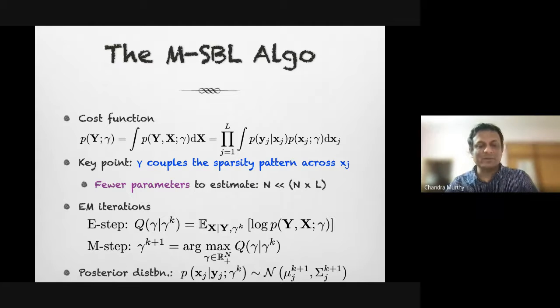This Q function is actually an expectation over X given Y and the previous gamma of the log of the joint likelihood or the likelihood of the complete data. And gamma k plus 1 is the argument gamma that maximizes this Q function.